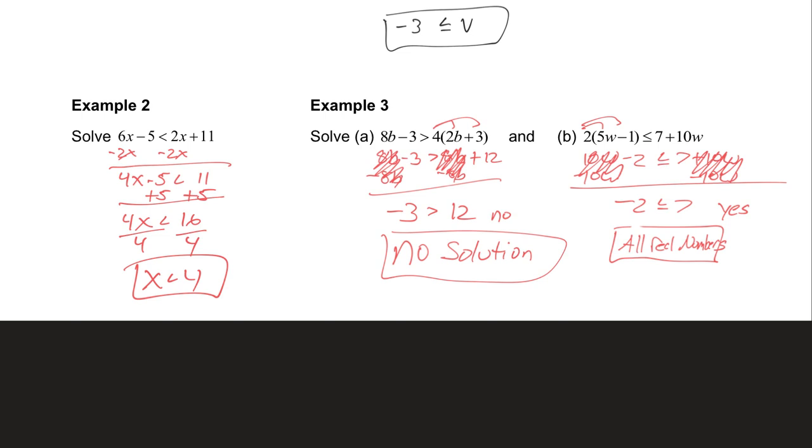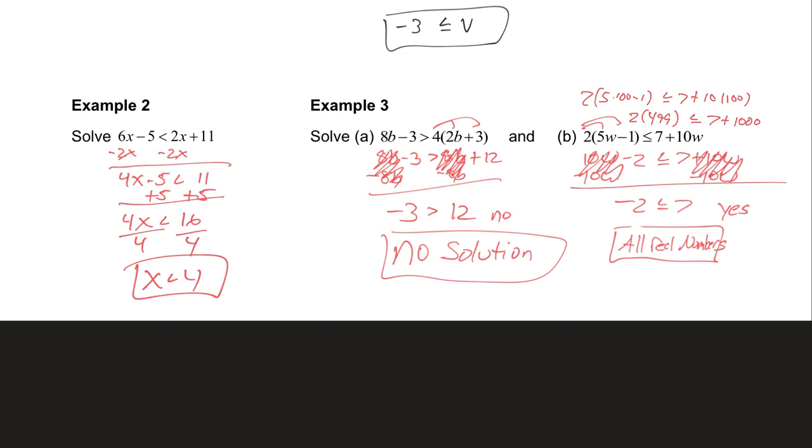Okay, all real numbers. So for example, let's pick a random number. Let's pick 100. 2 times 5 times 100 minus 1, is that less than or equal to 7 plus 10 times 100? Well, that's going to be 2 times 500 minus 1, which is 999. Is that going to be less than or equal to 7 plus 1,000?